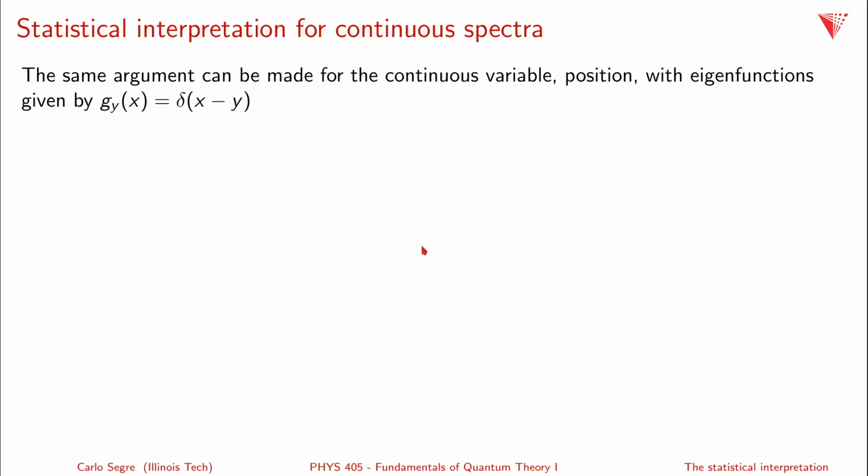You can make the same argument for the continuous variable position, with eigenfunctions given by g_y of x equal to delta of x minus y. Right? So this is the continuous variable, which is position. Again, c of y is just the inner product of g with psi, but since g_y is just delta of x minus y, when you take that into the integral, it becomes very simple. It just gives you psi of y and t, where y is a specific value of the variable x.